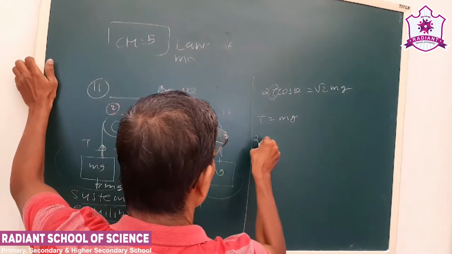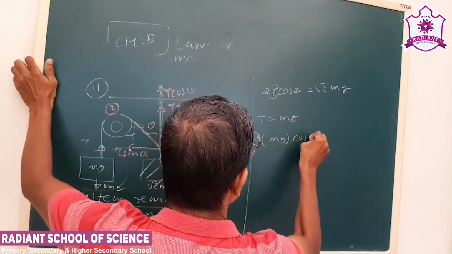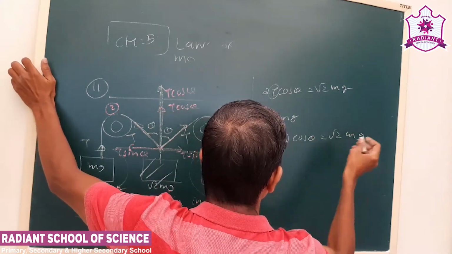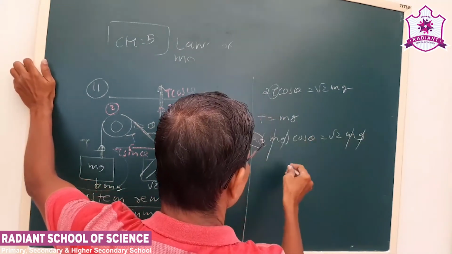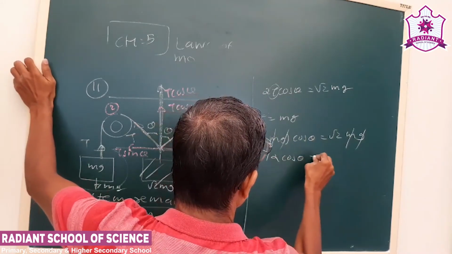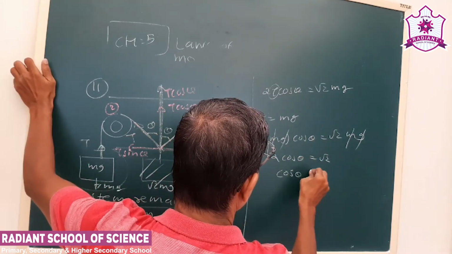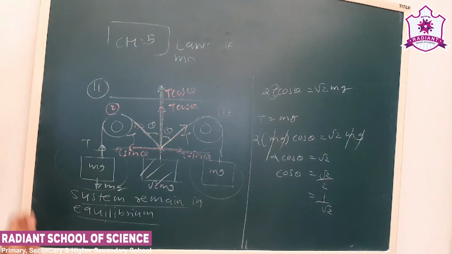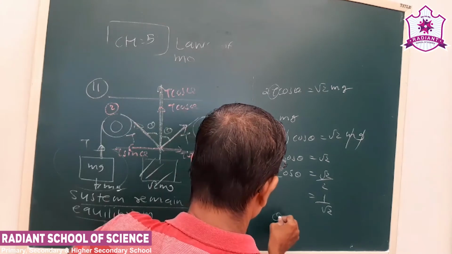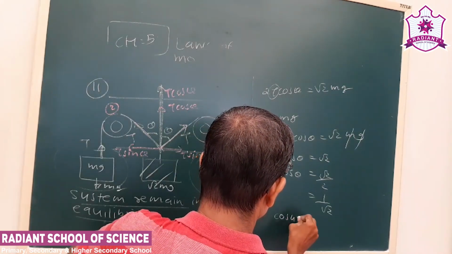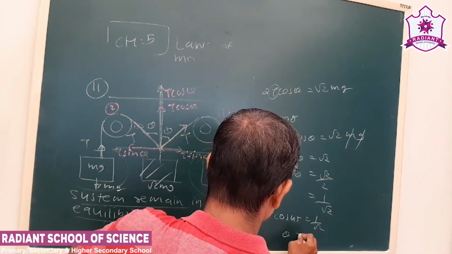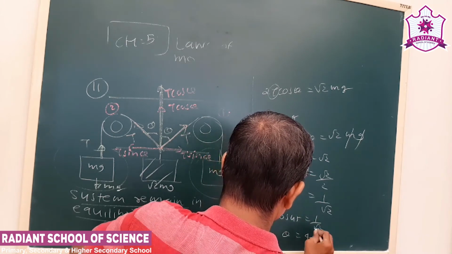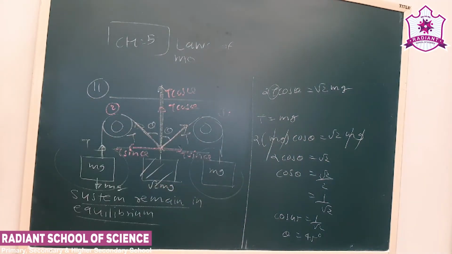If I substitute here, 2 mg cos theta is root 2 mg. Now 2 cos theta is root 2, so cos theta is root 2 upon 2, that is 1 upon root 2. Now we know cos 45 is 1 upon root 2. Theta is 45. So for the system to remain in equilibrium, the angle will be 45 degrees.